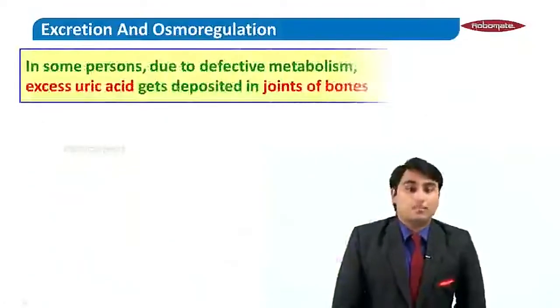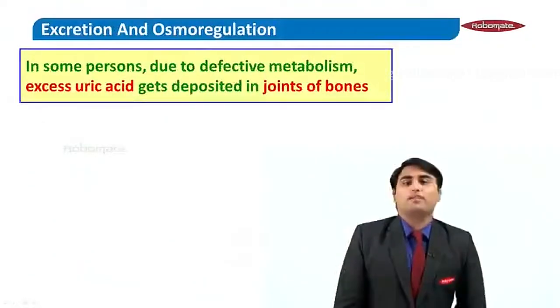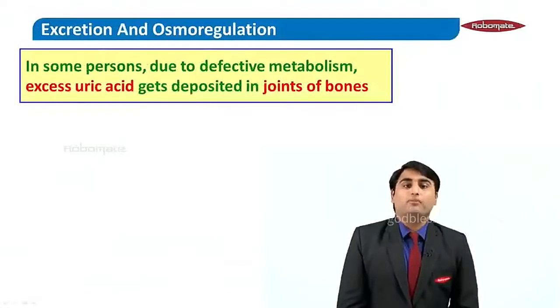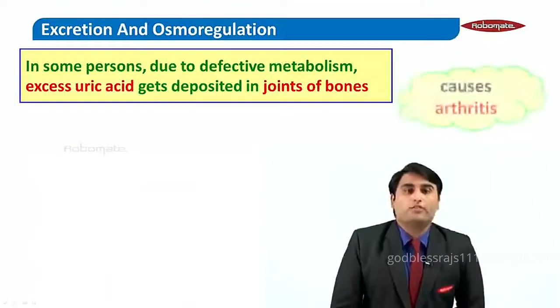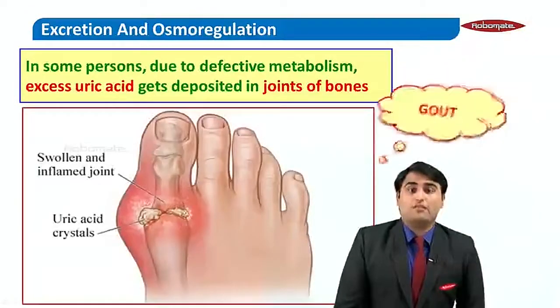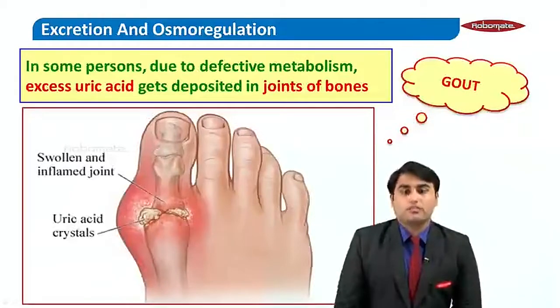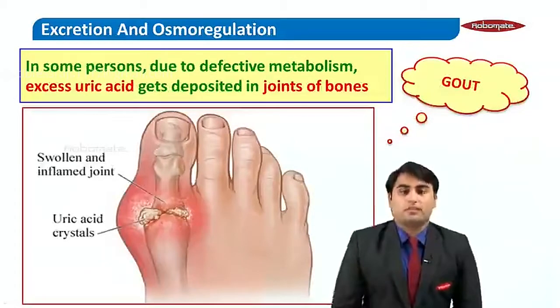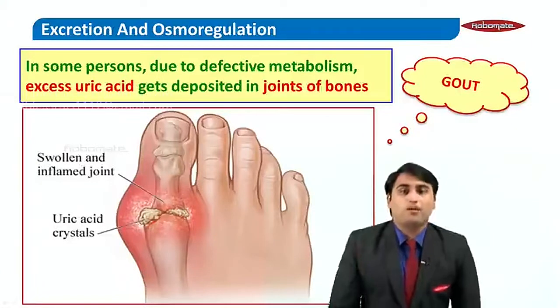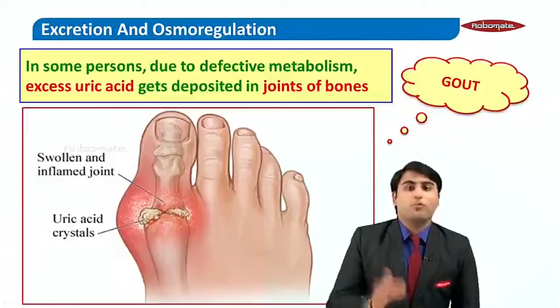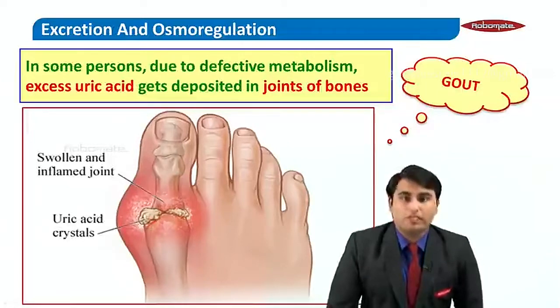Now, in some persons, due to defective metabolism, there is an excess of uric acid getting deposited inside the joints of the bones, which causes a highly painful condition. Here in this image you can see the joint present in the thumb. There is a deposition of uric acid crystals which causes friction between the bones, which leads to a painful condition. This is called gout.